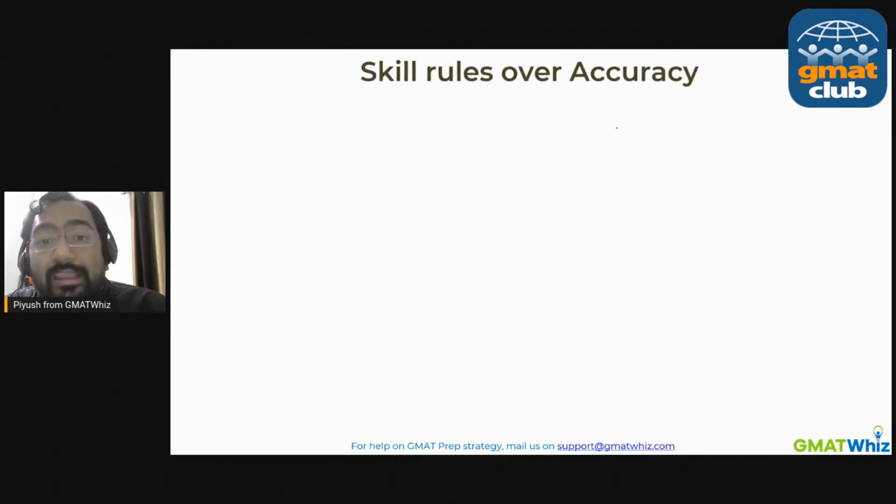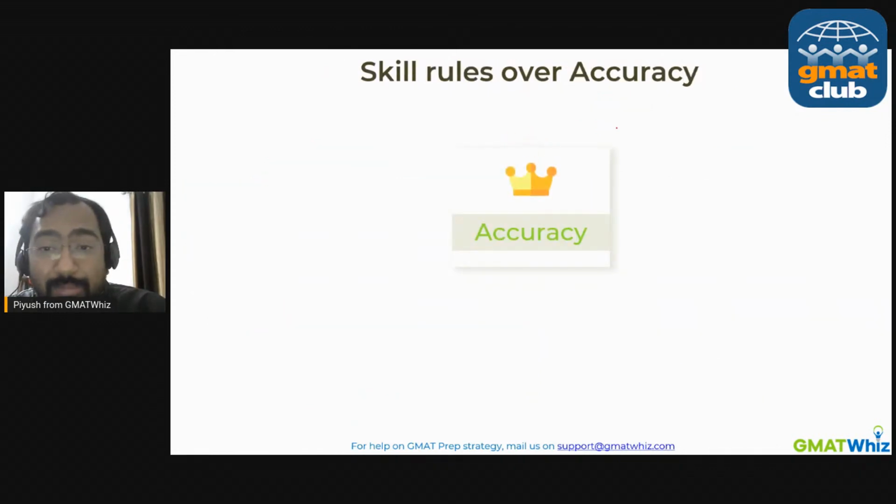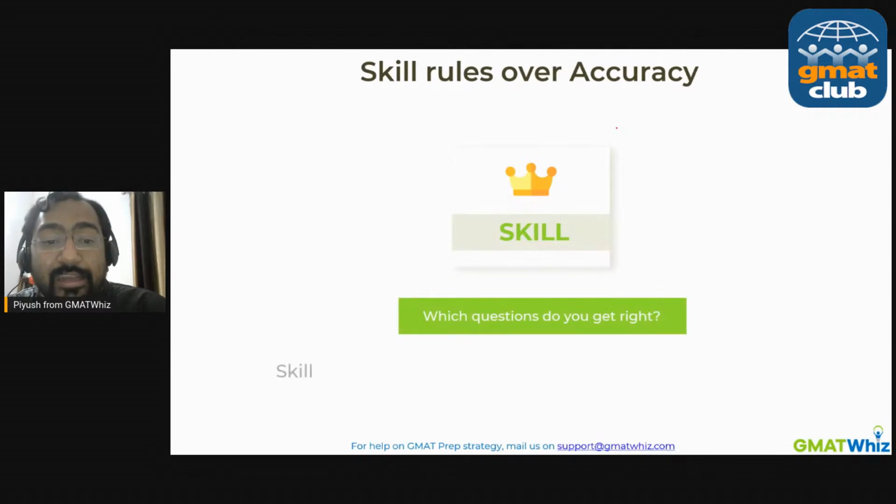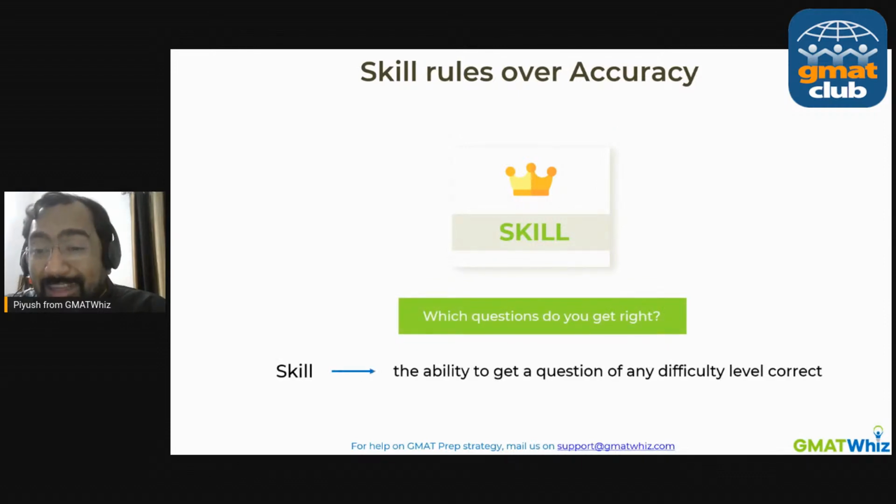Now, what does this mean? In GMAT, accuracy is not the key metric. Skill is the key metric. It is important to focus on the questions that you are getting correct. So in GMAT, if you want to score high, you have to get the harder questions right consistently. That is the more important thing. You cannot get a high score on GMAT by just getting the easy and medium questions right. That's very important for you to understand, because if you don't understand this, you will have a difficult time getting a good score on GMAT.